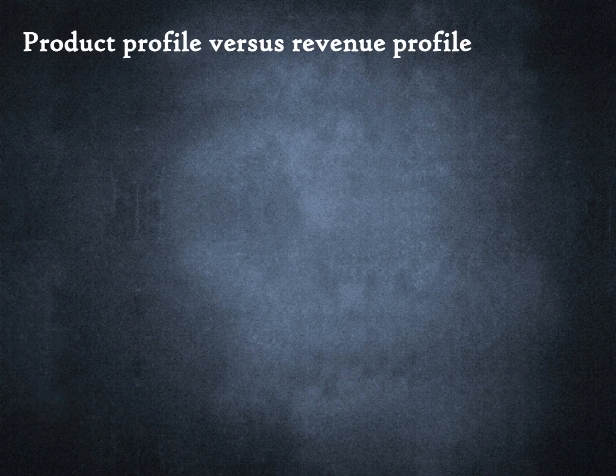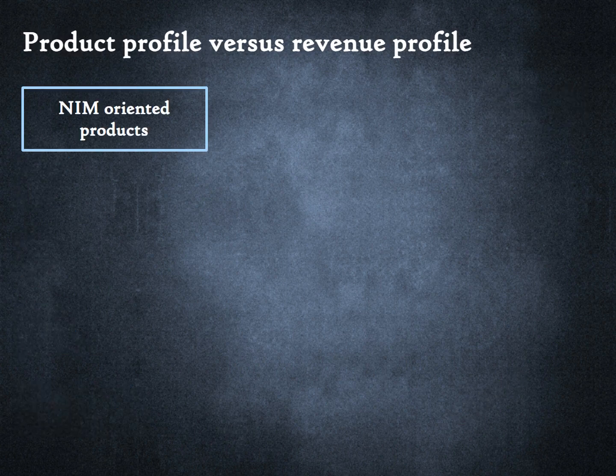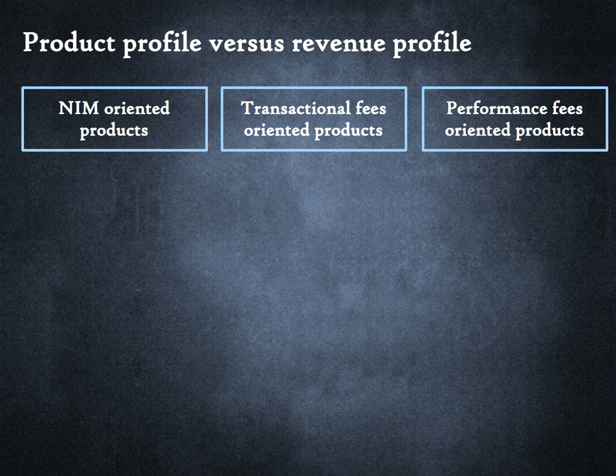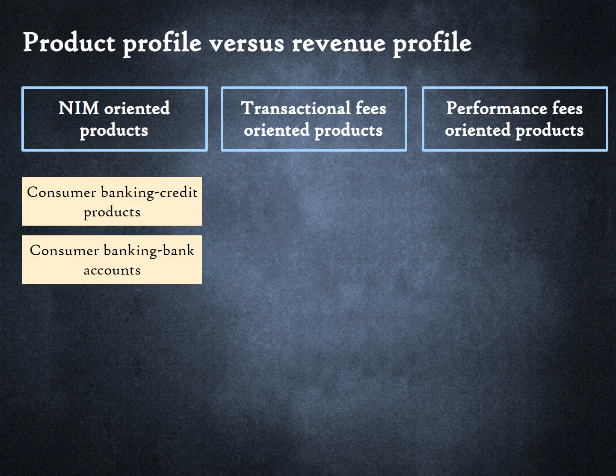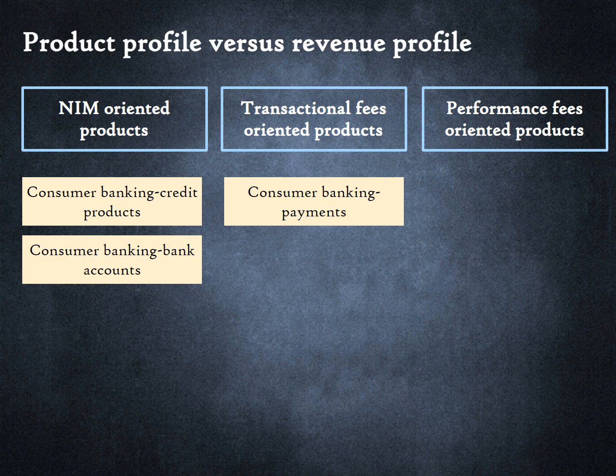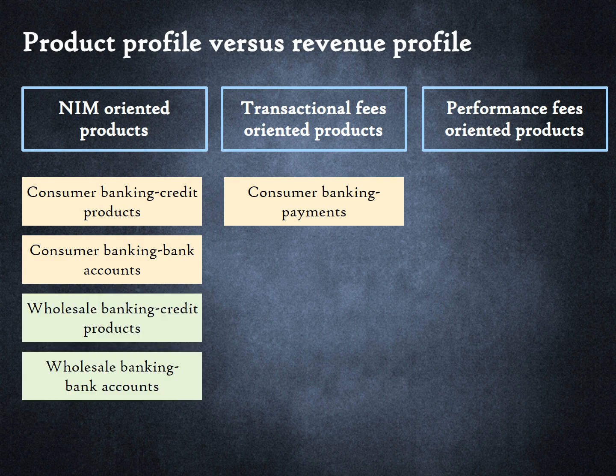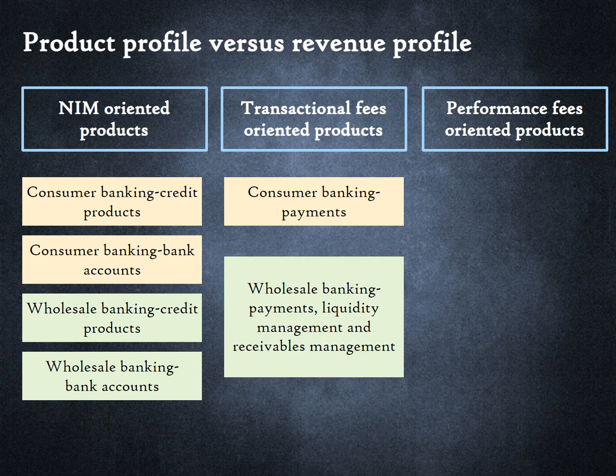We will now categorize banking products into three categories of NIM, transactional fees and performance fees, beginning with consumer banking. Credit products are NIM. On the cash management side, bank accounts are NIM-oriented. Payments are transaction fees-oriented. Credit cards appear as both a NIM product within credit and a fees product within payments. Next up is wholesale banking. Bank accounts and credit products are NIM. Cash management products including payments, liquidity management and receivables management are fees-oriented. It is worth noting that without the bank account, these fees-generating products will not be possible.